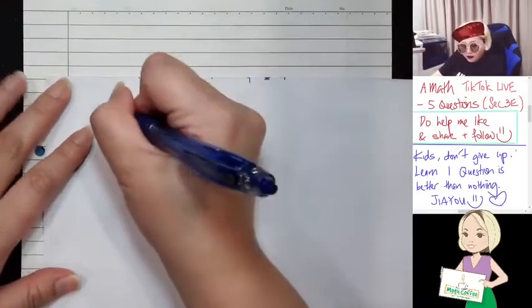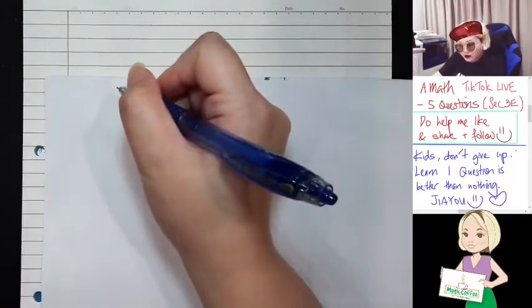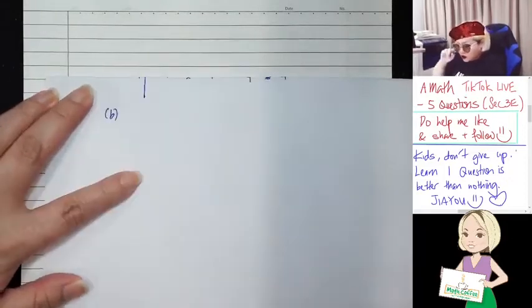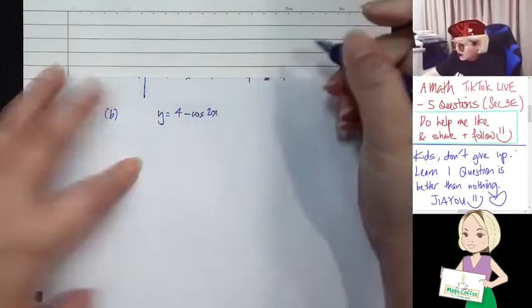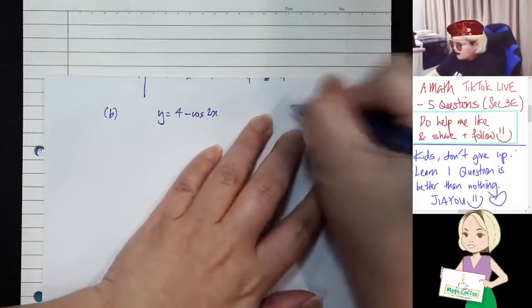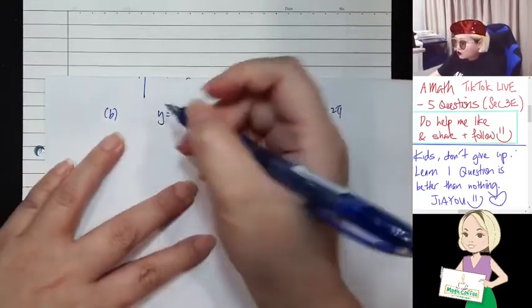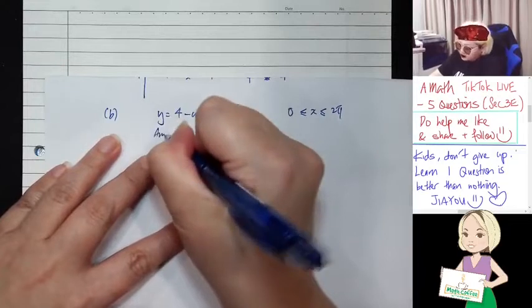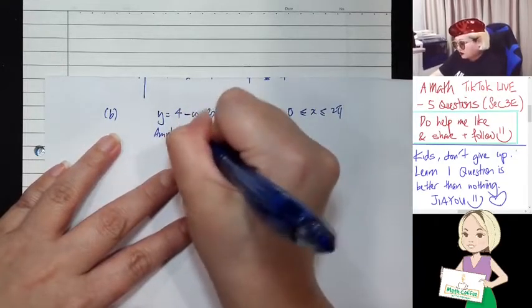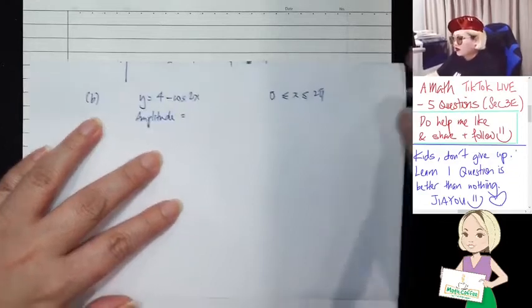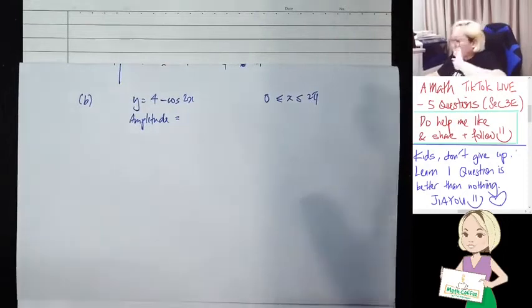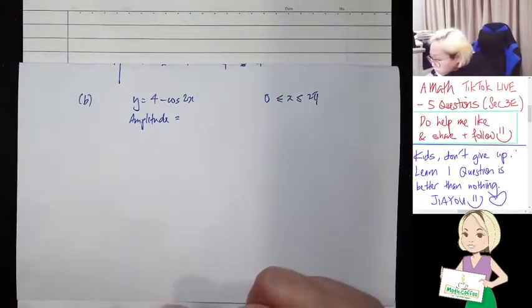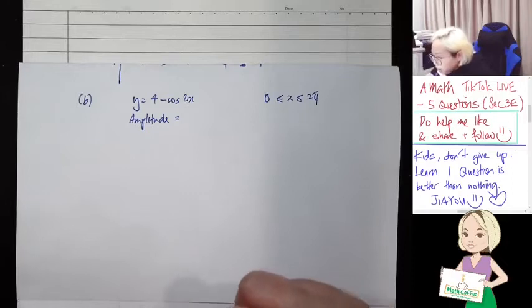Okay, so part B, we are supposed to draw y equals 4 minus cosine 2x. Same thing, I need to draw from the range 0 to 2 pi. Go through the same thing, amplitude. Can someone tell me what is the amplitude for this one? This is a special case. How? What's the amplitude of this?